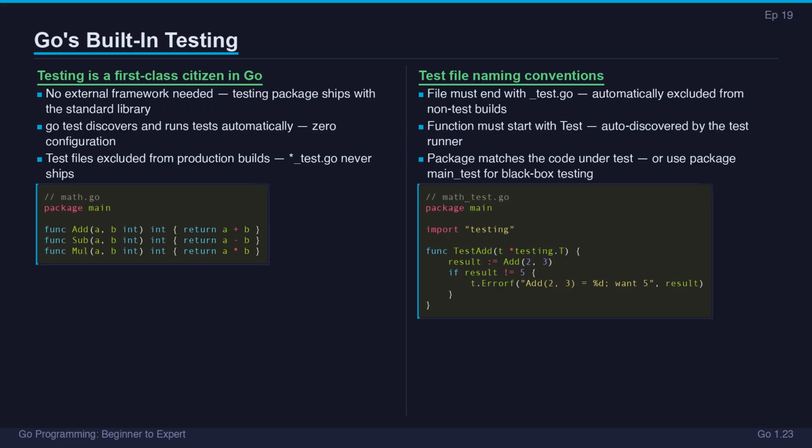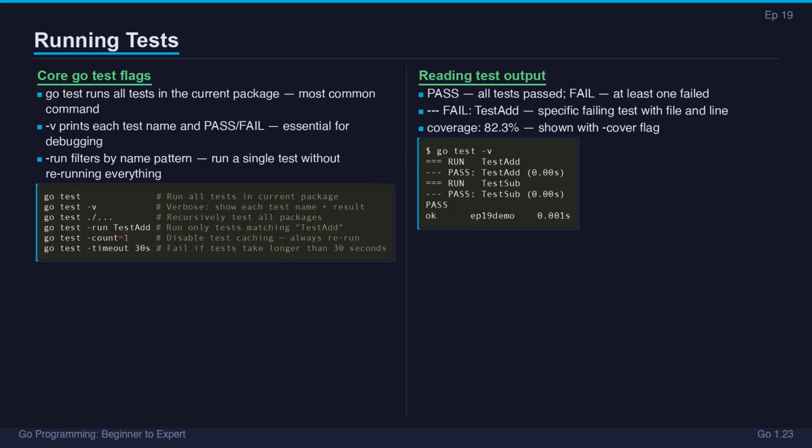The test file is in the same package as the code under test. That gives it access to unexported functions and types, useful for testing internals. If you want to test the public API only, you can use package main_test in the test file, same directory, different package name. go test in a directory runs all tests in that package. go test ./... runs tests in all packages recursively, what you'd run in CI.